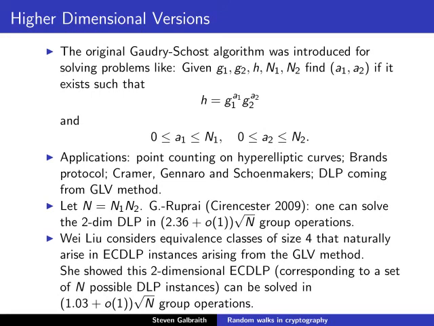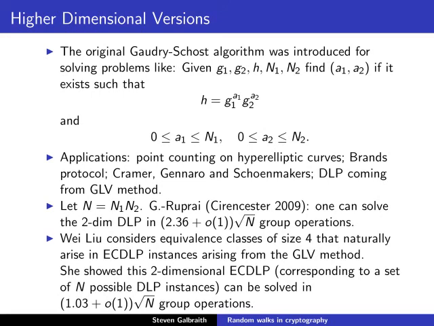But then I had a master's student called Wei Lu. This was in Auckland, and I set her the challenge of doing this two-dimensional thing with equivalence classes. I was particularly interested in an application where G2 is actually an endomorphism applied to G1. So G1 would be an elliptic curve point, and G2 would be phi of G1, where phi is one of these endomorphisms you use in the GLV method.